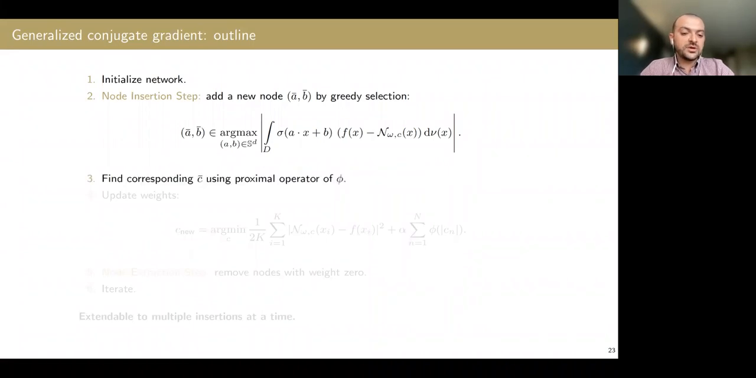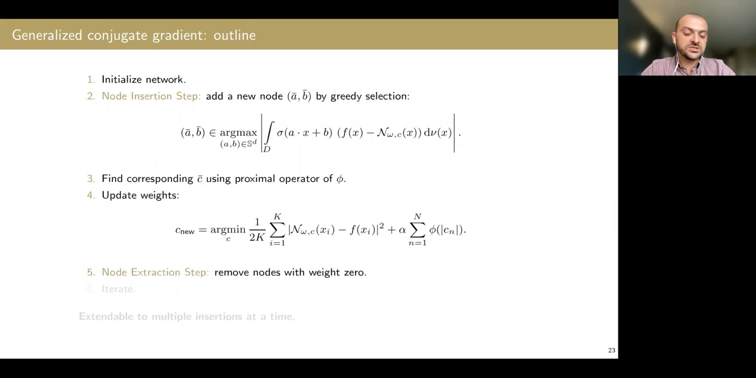Then we find the corresponding coefficient c using a proximal operator, and then we update the weights by solving this optimization problem, where n is now fixed. Then in the extraction step, we remove the nodes which are 0, and we keep iterating this. So basically on every step we are adding a node and removing some nodes, adding a node, removing some nodes. So this is modifying the network on every step.